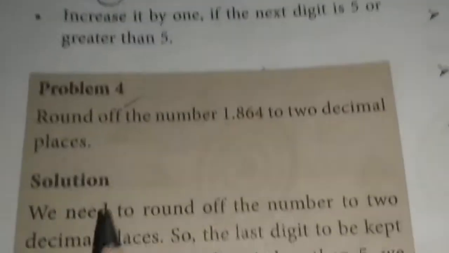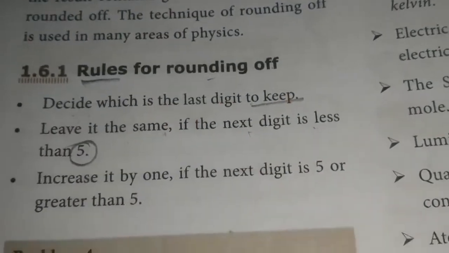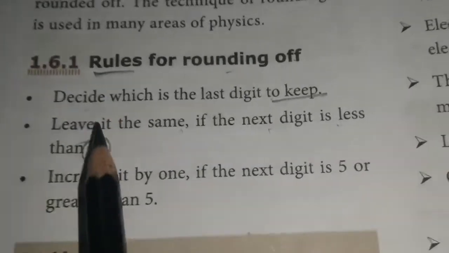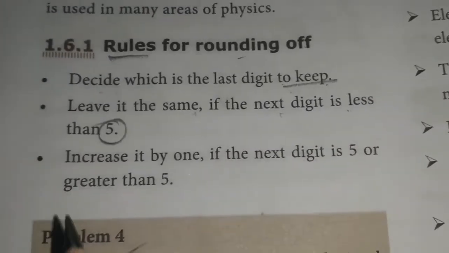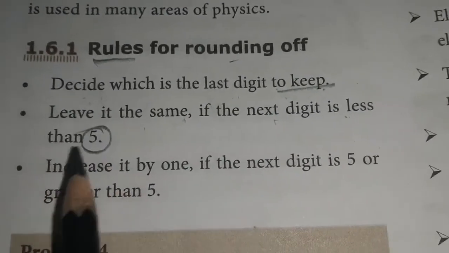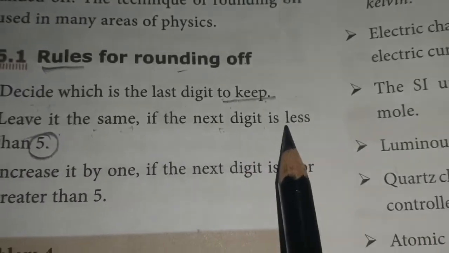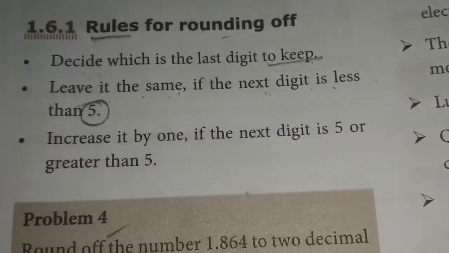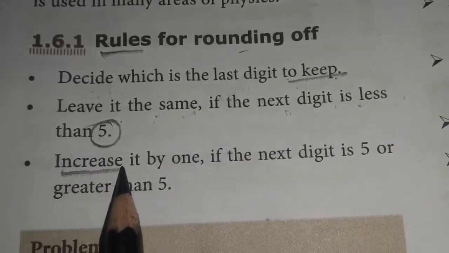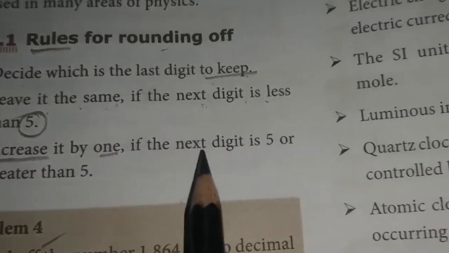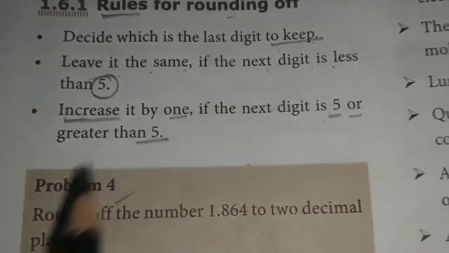Children, let me once again explain the rules for rounding off. First rule, decide which is the last digit to keep. And then rule number 2, leave it the same if the next digit is less than 5. And then third rule, increase it by 1 if the next digit is 5 or greater than 5.